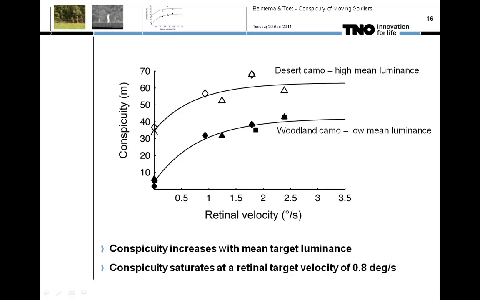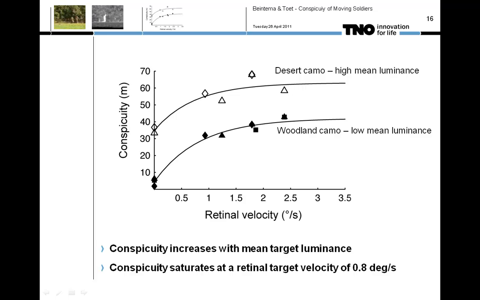To investigate conspicuity as a function of retinal image speed, we replotted the data from experiment 2. Note that although only 3 velocities were tested, 0, 1.3 and 2.5 meters per second, the variation in viewing distance created more than 3 retinal image velocities. The results show that the data for both camouflage types can be fitted nicely with an exponential function.